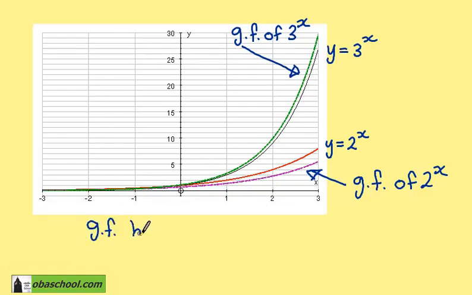If we consider both gradient functions, we can see they have a similar shape to the original curve. But for 2 to the x, the gradient function is below 2 to the x, and for 3 to the x, it's above.